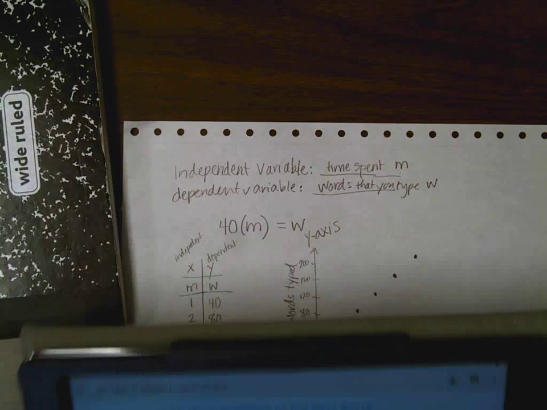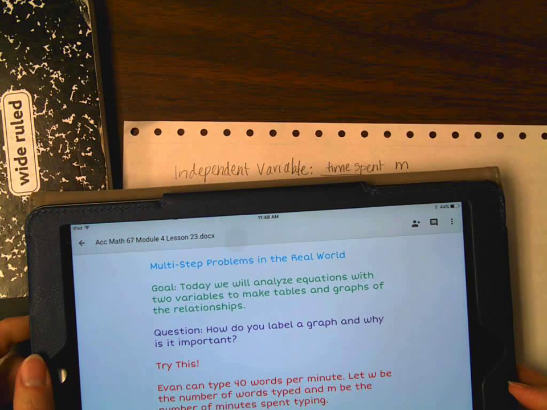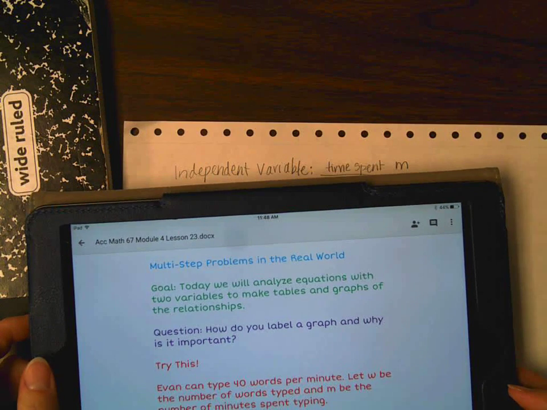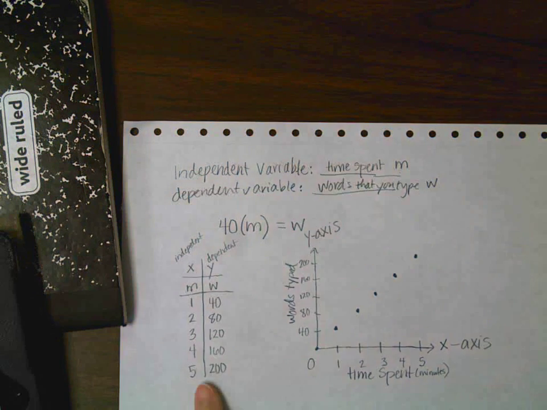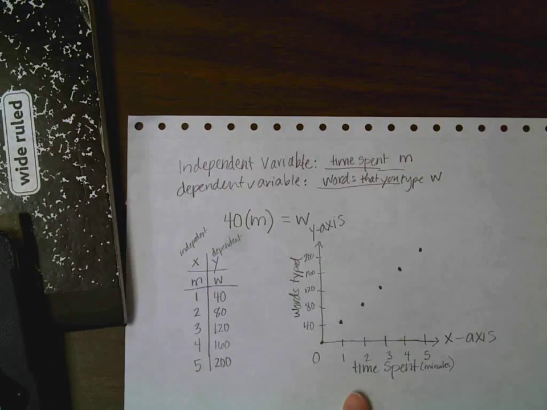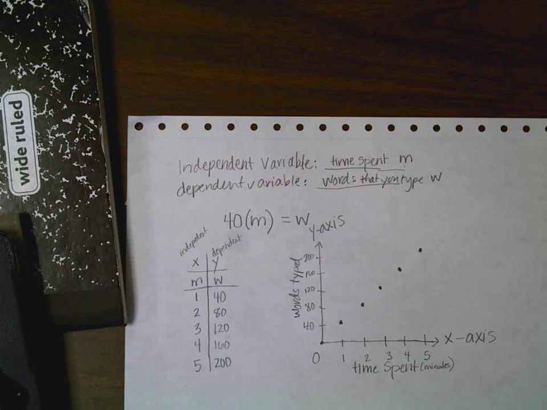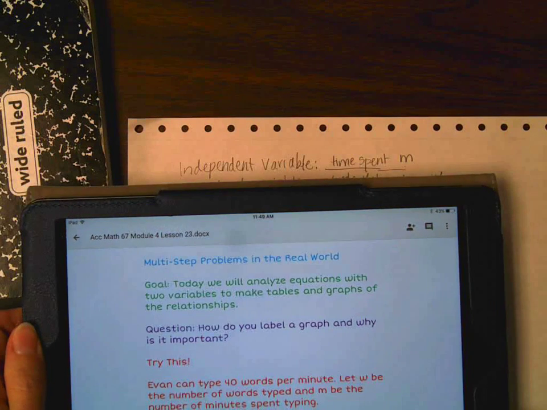Okay? So go back to our goal. It says, today we will analyze equations with 2 variables to make tables and graphs of their relationships. Did we make a table of their relationship? Yep, right there. Did we make a graph of their relationship? Yep, right there. Did we make an equation? Yep, right there.